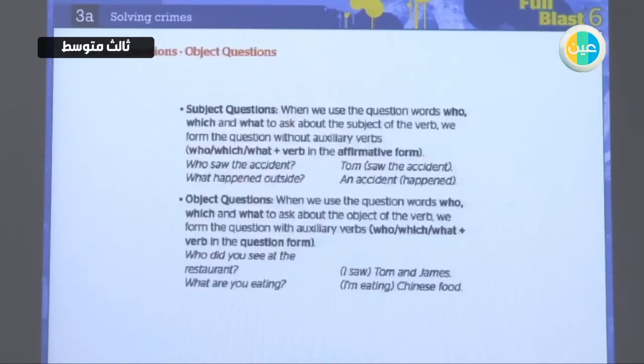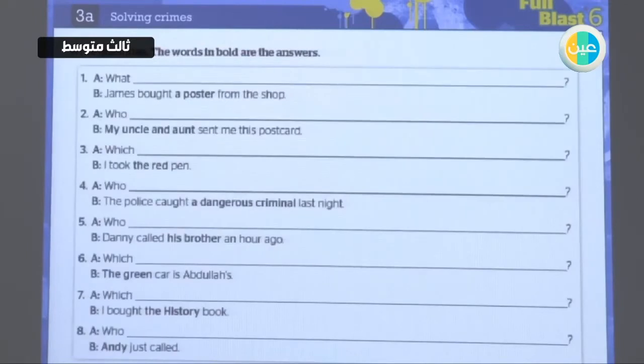Okay, let's move to the following task related to the subject object questions. The first one, what? The answer is James bought a poster for the shop. So we're asking here about the word in bold. What do you think the question should be? Okay. What did James buy from the shop? So we use the WH word plus auxiliary plus the verb. Why? Because we're asking about a poster, which is the object of the verb.